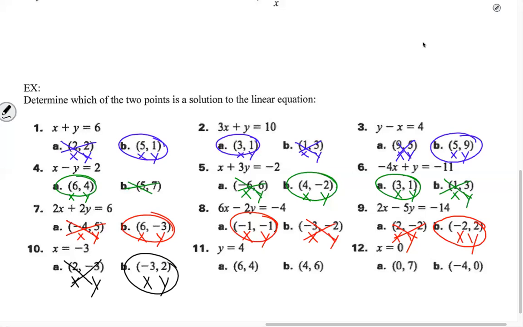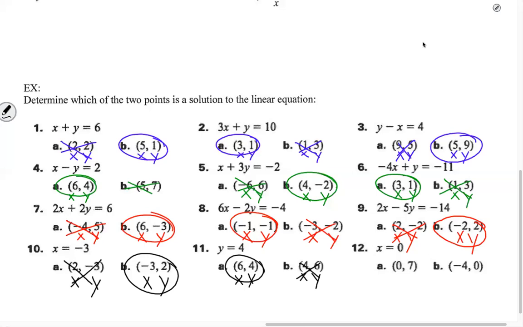Who else? Grace, what do we label our points, Grace? We label it X, Y. So Grace, which one of these has a Y value of 4? Is it A or B? A. A, very good.